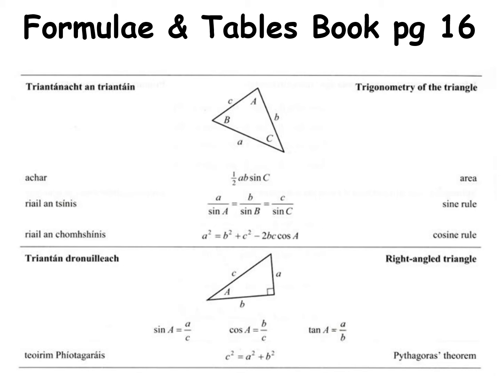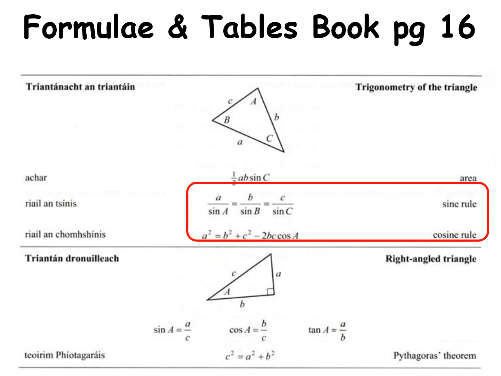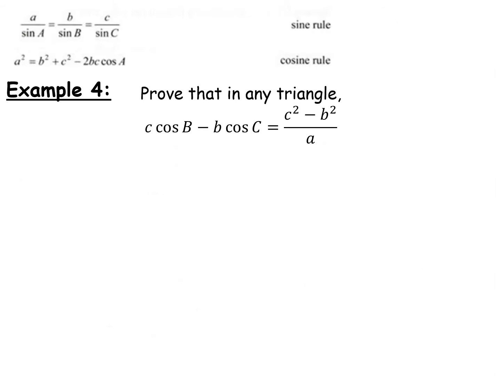So now we're going to move to page 16 of our log tables, and we're going to focus on the sine rule and the cosine rule, which are given here. So example 4, prove that in any triangle, C cos B minus B cos C is C squared minus B squared over A. So we're going to work with the cosine rule here.